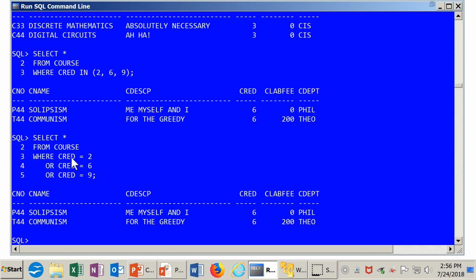So it might be a convenience operator, but it's not necessary because we could express everything without using the in keyword or the in operator. But that's the basic idea of how it works.